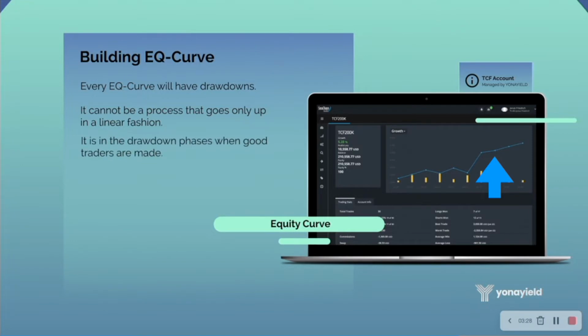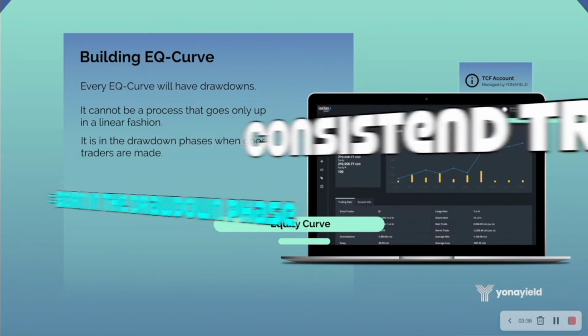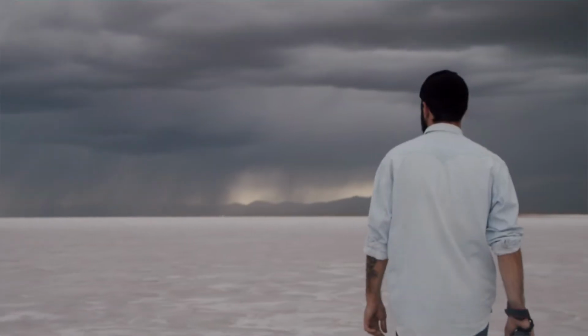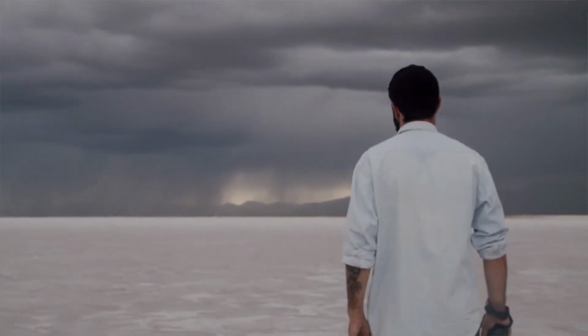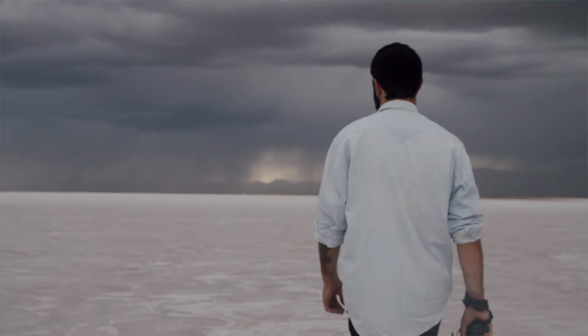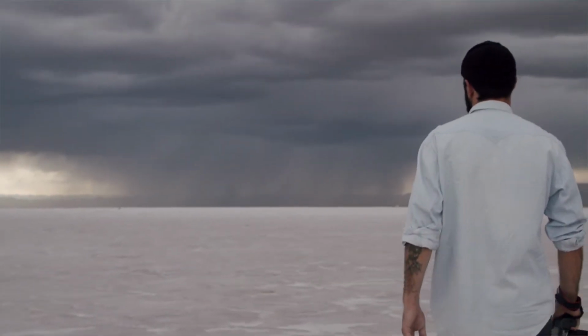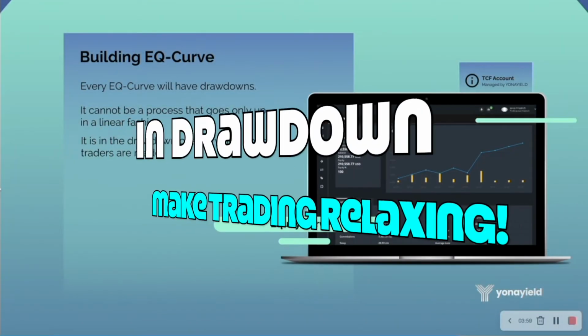Okay, then let's continue. It is in the drawdown phases when the good traders are made, right? This is also very crucial. The reason why many of you are not in the top 5% of consistent traders is because you freak out in the drawdown phases. You cannot deal with them. Your psychology is not strong enough to go through them, right? You second guess all of it. You think the world is against you, stuff like that, right? And in this kind of drawdown phase, you need to stay calm.